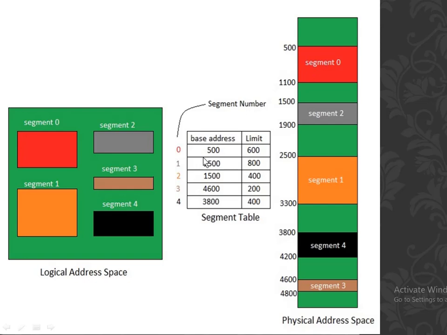Now take for example my D value is 601. I want to access segment 0, but my D value is 601. 601 is not less than 600, so the condition is not true. In that case, it will send an error message.